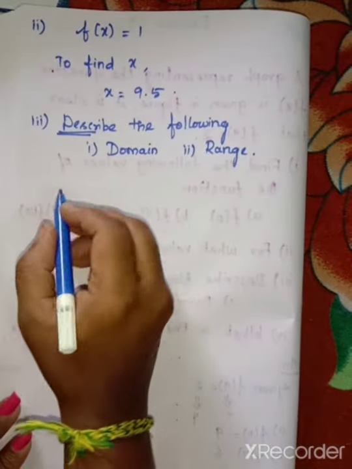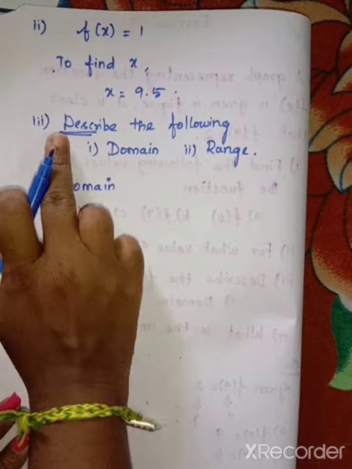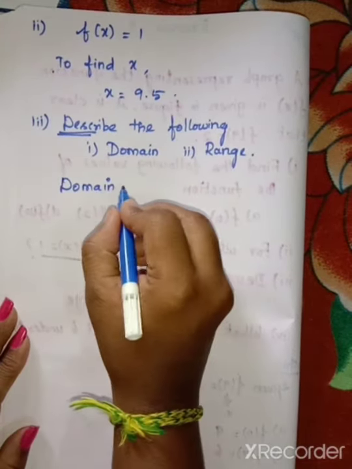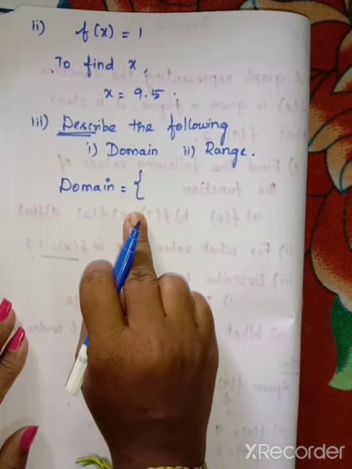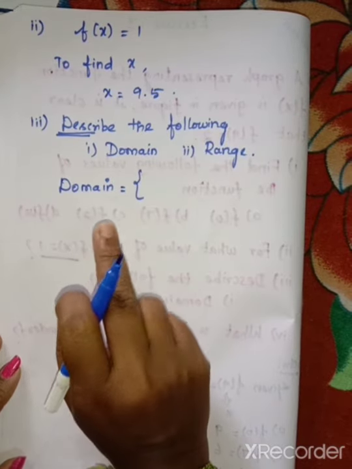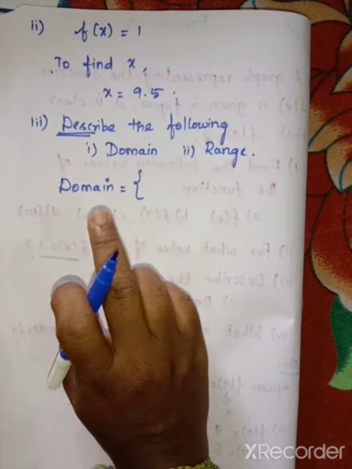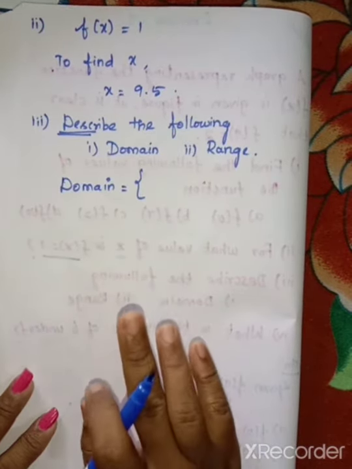So here the domain is, as I already said, for describe we have to mention the set builder form. Domain equal to set builder form means you have to start with the set bracket. The function is f of x, they mention it in the first line of the graph itself, so both terms are in x.